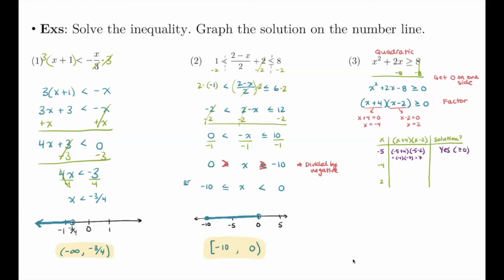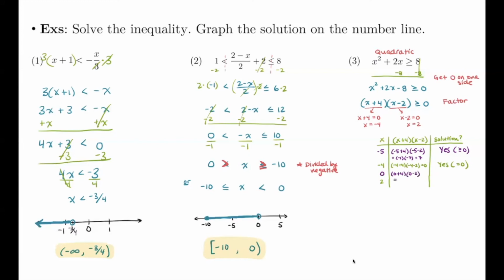When we plug in -4, we know that we get 0 out, so we could put that if we want to. It's not necessary, but we could still do that. So this is a solution. Now we do a number between -4 and 2. You could pick -3, -2, -1. I'm going to pick 0 because that's a really easy thing to plug into stuff.